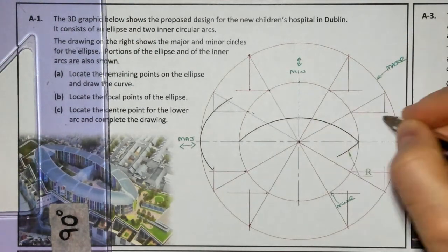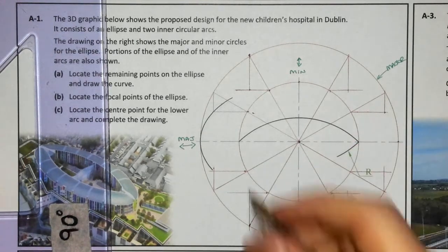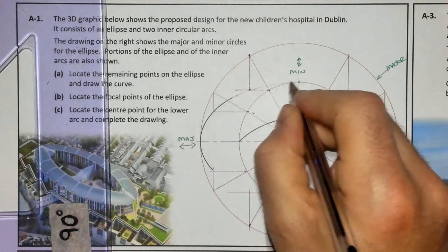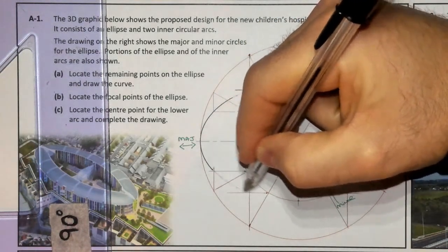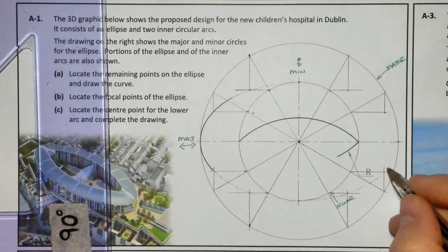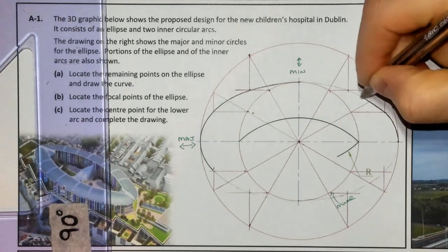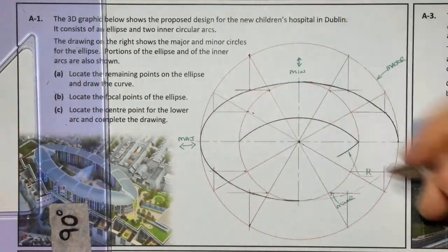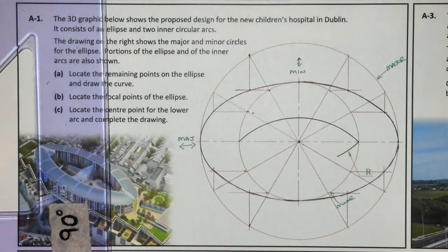You can see here I've identified some of my points. So there we have it. I'm going to sketch that in now as neatly as I possibly can. Okay, so there we have the ellipse.